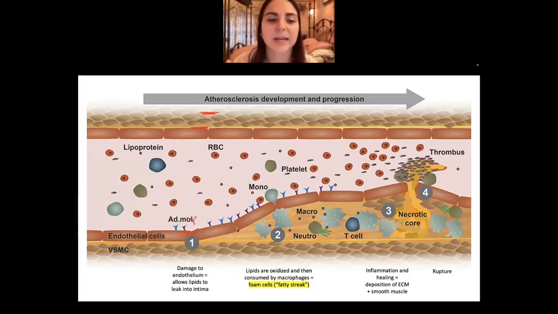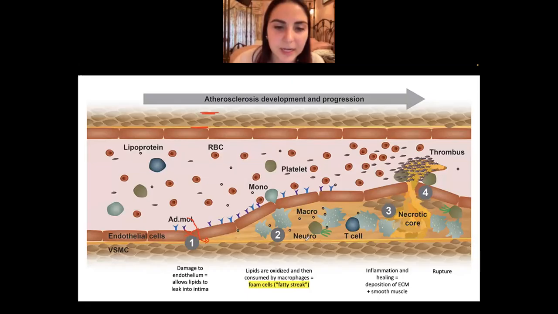And what this does is it's now allowing lipids from the bloodstream to leak into the intima layer, this orangey layer. Step 2, once the lipids get in here, they become oxidized. And then the macrophages that are present here ingest the oxidized lipids. And when you have a macrophage that ingests oxidized lipids, that's called a foam cell. So again, we have giant cells, which are just giant macrophages, and we have foam cells, which are just macrophages with oxidized lipids in them.